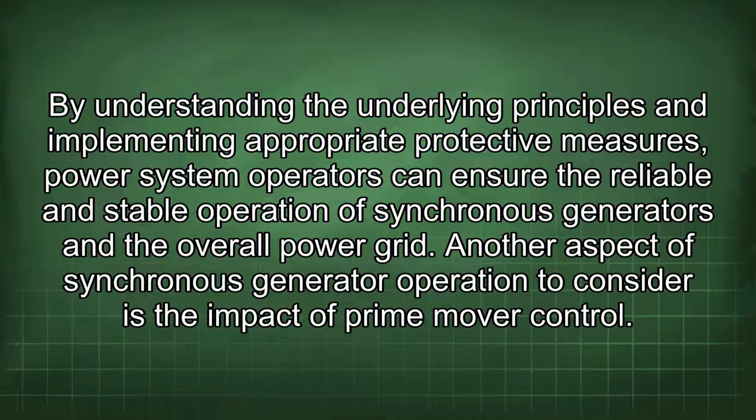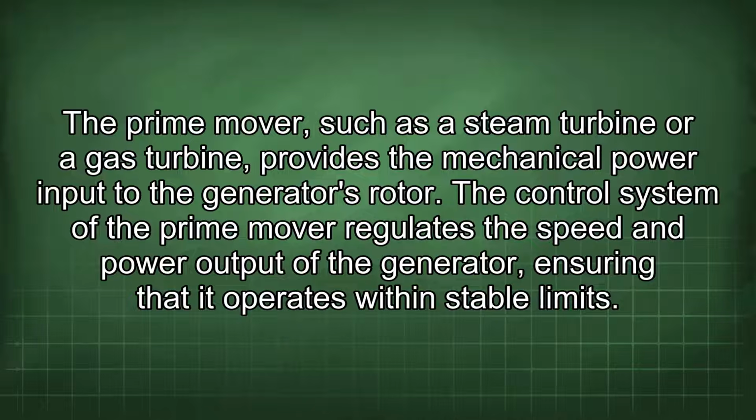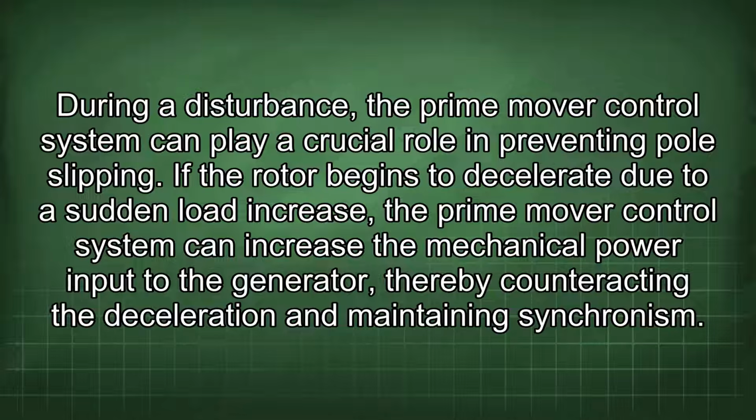Another aspect of synchronous generator operation to consider is the impact of prime mover control. The prime mover, such as a steam turbine or a gas turbine, provides the mechanical power input to the generator's rotor. The control system of the prime mover regulates the speed and power output of the generator, ensuring that it operates within stable limits. During a disturbance, the prime mover control system can play a crucial role in preventing pole slipping. If the rotor begins to decelerate due to a sudden load increase, the prime mover control system can increase the mechanical power input to the generator, thereby counteracting the deceleration and maintaining synchronism.